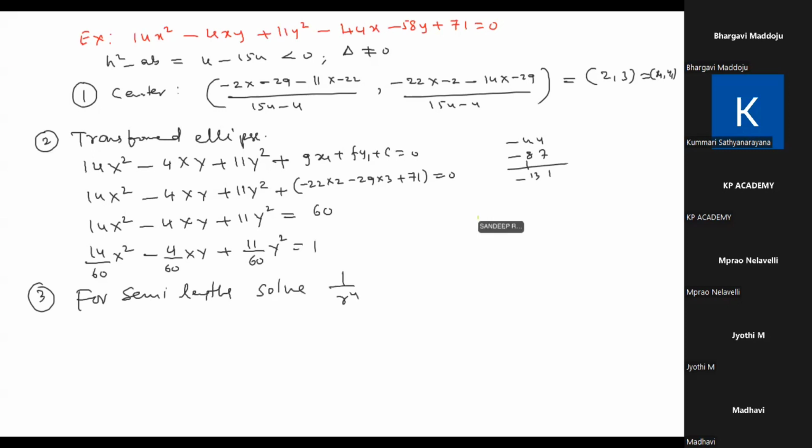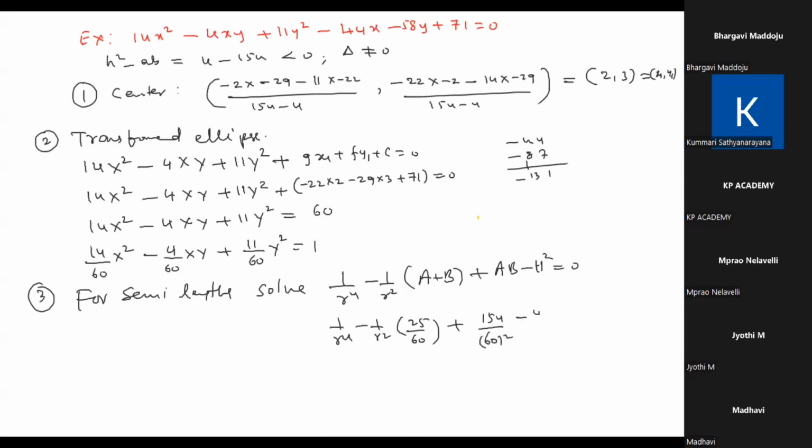What is that? 1 by r power 4 minus 1 by r square into (a plus b) plus (ab minus h square). A plus b is what? 25 by 60. And ab is 154, that is 11 into 14 by 60 square, minus h square, which is 4 by 60 square. So in this, actually, you don't simplify anything. Cancellation and all, that is useful for simplification. Here 25 by 60 is there, don't do that. And here 150 by 60 square is equal to 0.